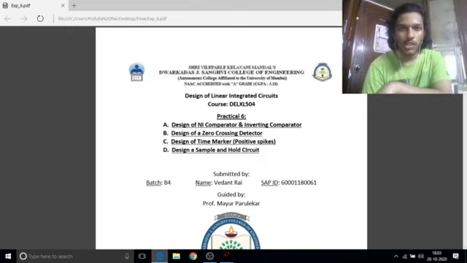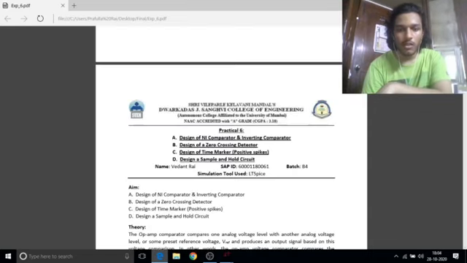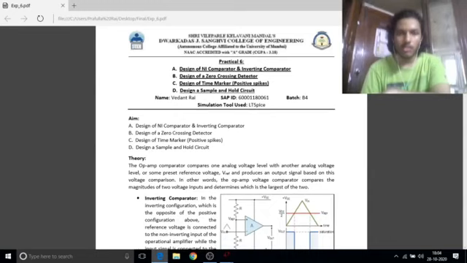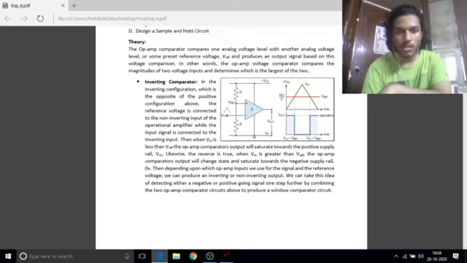Today I will be presenting experiment number 6 of my DLIC practical. The aim of this practical is, there are 4 parts. The first part is designing an inverting and non-inverting comparator. Secondly, we'll design a zero crossing detector. Third, we'll design a time marker. And finally, we'll design a sample and hold circuit.